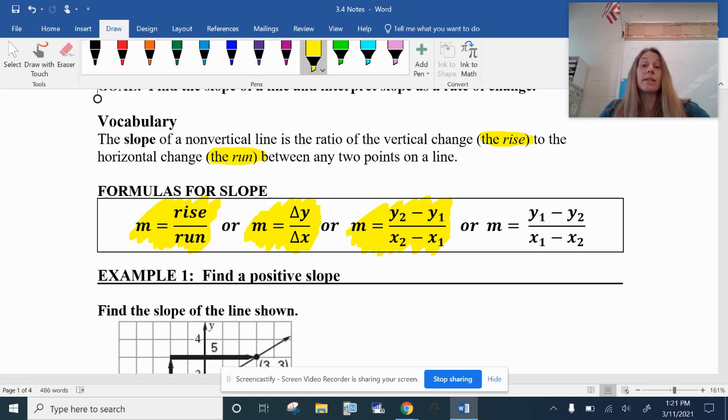as long as you stay consistent. So if you start with your second point and then subtract the y from the first point, you can do the same thing on the x's or vice versa, as long as you stay consistent. That'll make a little more sense when we do some examples.